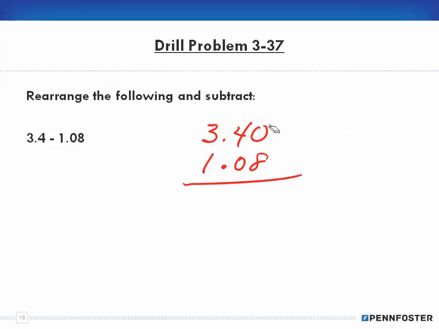So when I don't have a digit here like this, I understand that that's a 0, right? So 8 from 0 is 2. Well, actually 8 from 10. Why? Because I'm going to borrow 3 here. I'm going to make this a 3. That makes this a 10. So doing the basic math, 8 from 10 is 2. 0 from 3 is 3. 1 from 3 is 2. 2.32.